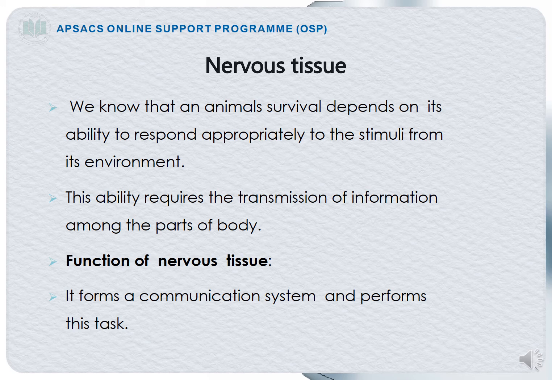The function of the nervous system is that it forms a communication system and performs this task. As I have told you, it performs the communication function because we have nerves inside our body, and whenever we touch anything, the nerves send the message to the spinal cord, and in this way it serves the function of communication.